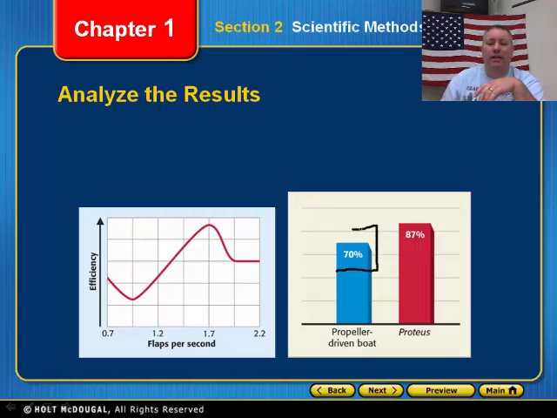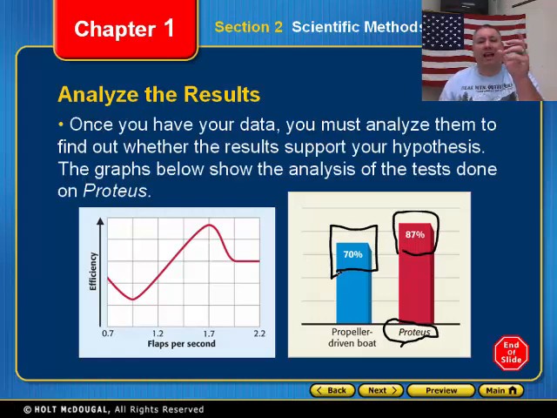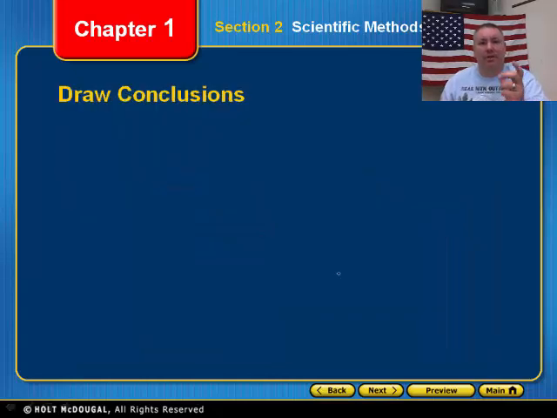Over here, you can see this was the data that it came up with, that the propeller-driven boat was only 70% efficient. But when they did the flapper boat, which was Proteus, they discovered it was 17% more efficient, 87% efficient, getting that boat through the water using the flapper system. That really shocked them. That made them so excited.